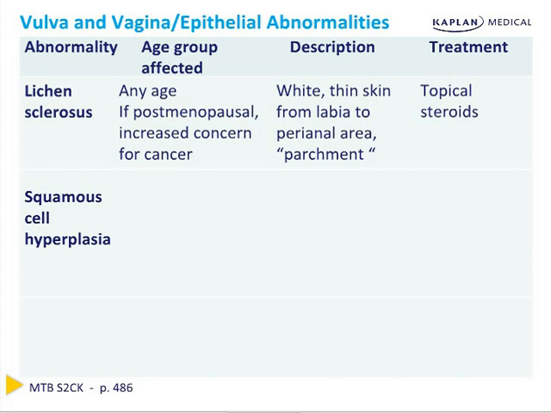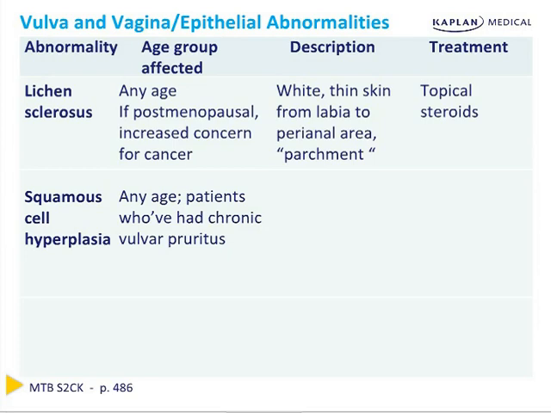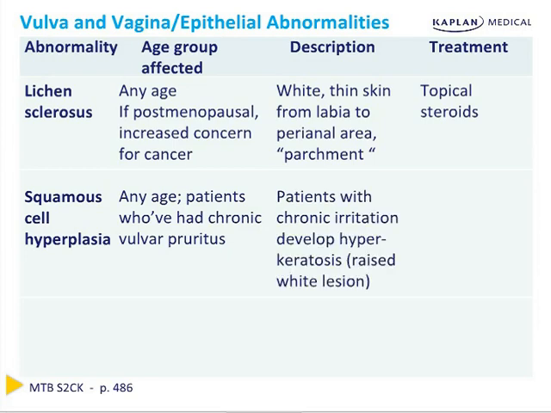The next group is squamous cell hyperplasia, also known as lichen simplex chronicus. It can affect women of any age, and typically will present in women who have had chronic vulvar itching. It's been described as the itch that rashes, and patients have chronic irritation and develop hyperkeratosis, which are white raised lesions. The treatment involves removing the irritant, sitz bath, and lubricant in order to relieve the itching.